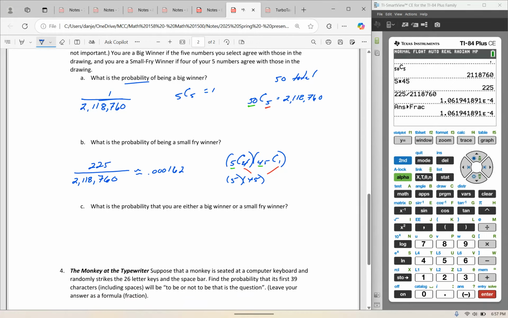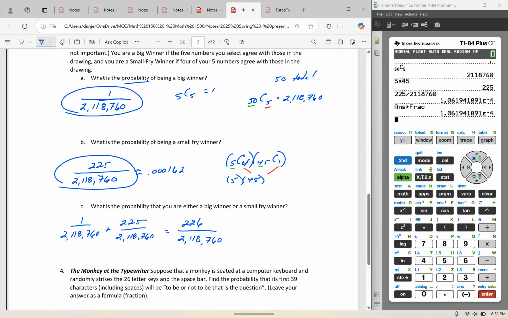Now, what's the probability of being either a big winner or a small fry winner? Well, that'd be 1 over the 2,118,760. That's the probability of being a big winner. The probability of being a small fry winner is 225 over 2,118,760. So the probability of being either a big or small fry winner would be 225 plus 1, which is 226, over 2,118,760. Okay, so here's the probability of being a big winner, small fry winner, big or small fry winner.